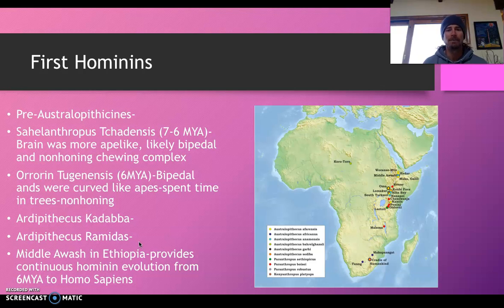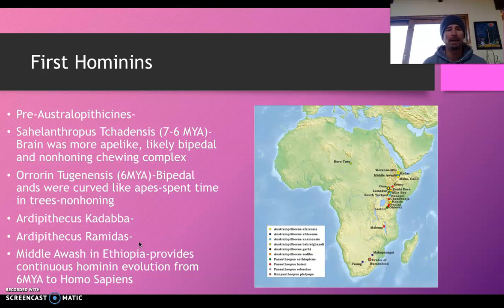Tungenensis, bipedal at 6 million years ago. But the hands were curved like apes, so they could spend time in the trees. So again, these two are really old ancestors that are looked at as that missing link where they were in the trees like apes. They had more ape-like brains, but then they were bipedal on the ground and they could walk. Maybe they didn't have the same gait as us because our gait changes over time. But they were definitely bipedal. They were not knuckle walking.